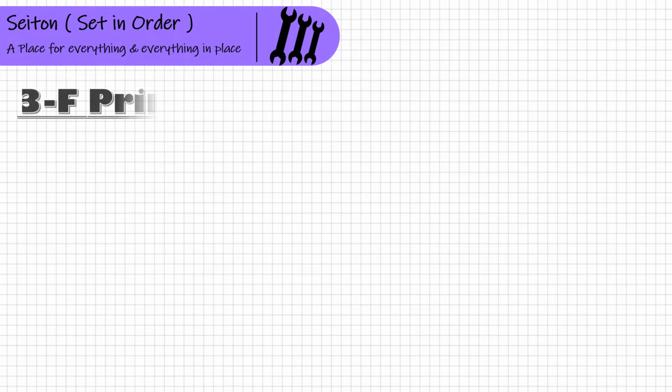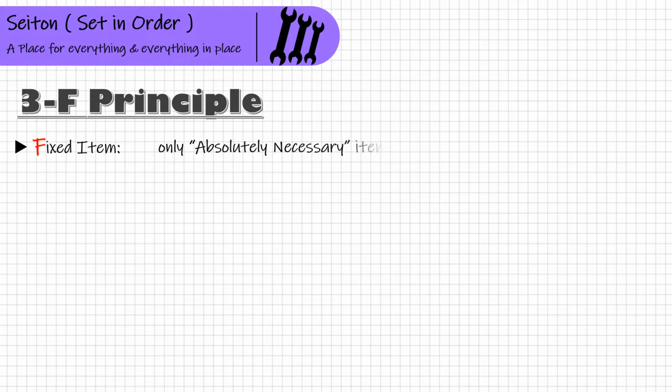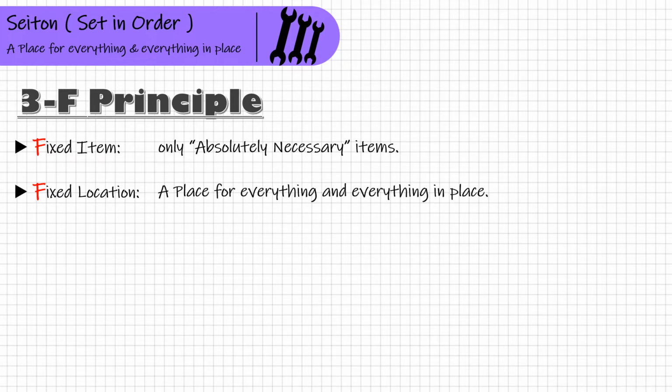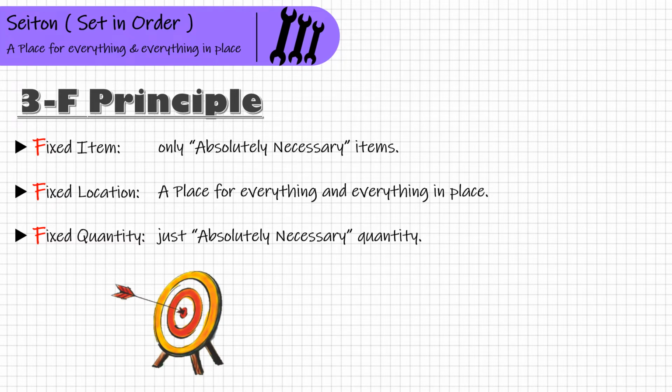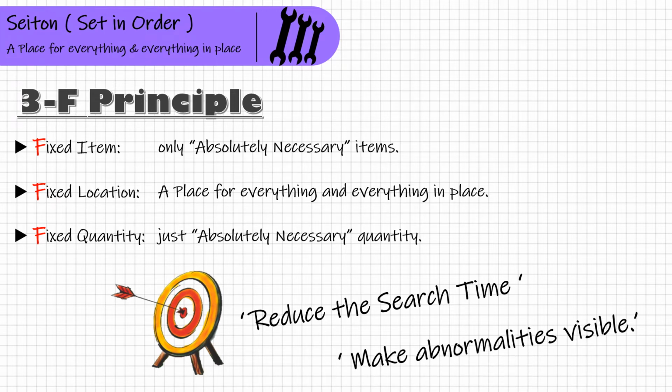The principle to remember here is 3F. Fixed item. Decide what items are required at any station. Fixed location. A place for everything and everything in its place. Fixed quantity. How much? Define a minimum maximum level if needed. The purpose is to ensure that anybody, anytime, can find the item he is looking for, and to visualize the system so that abnormalities cannot hide.